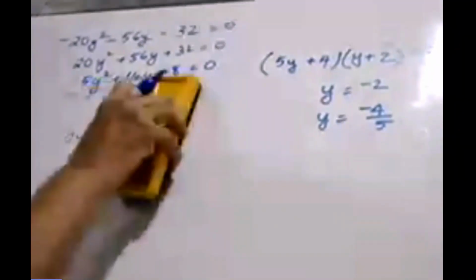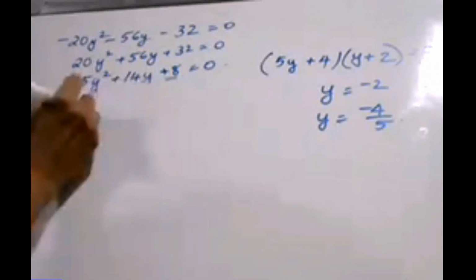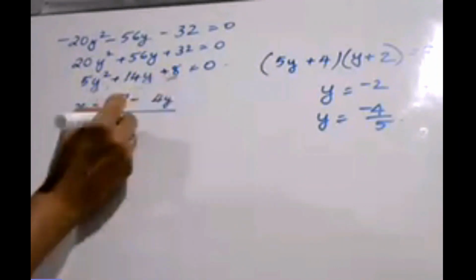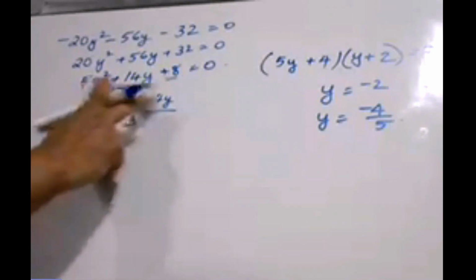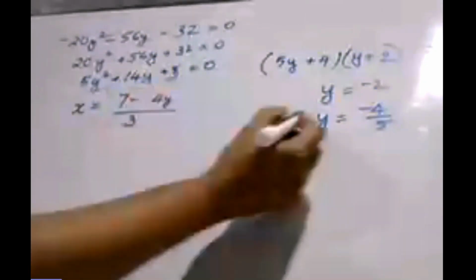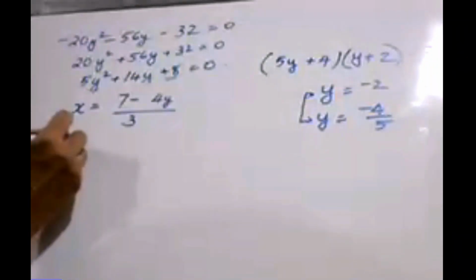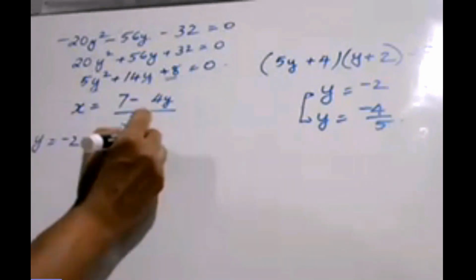We are asked to solve this equation, and we got only the value for y. What to do next is to find the value for x. So we have already taken x is equal to 7 minus 4y over 3, from the second linear equation. And we found two values for y. When y is equal to negative 2, we are going to find the value for x.